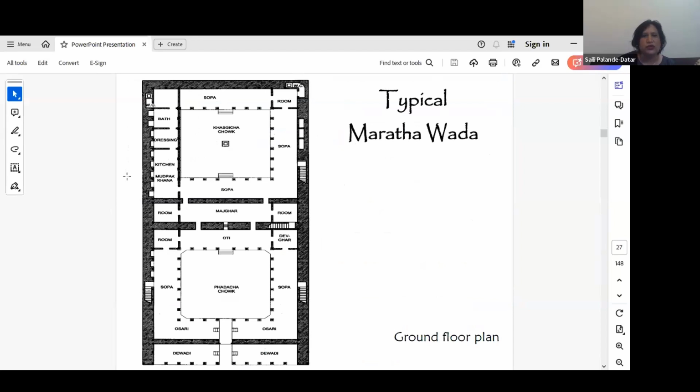Based on the usage of the courtyards, the different chowks are named, like Phadacha Chowk. Phad is the office, where you have the office chowk here, and the Khasgicha chowk, which is a private chowk, is at the back here.